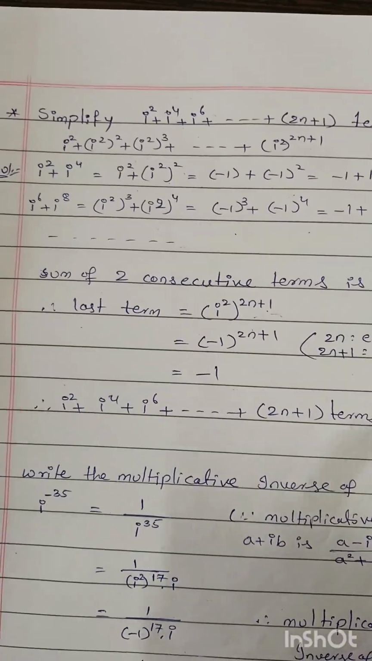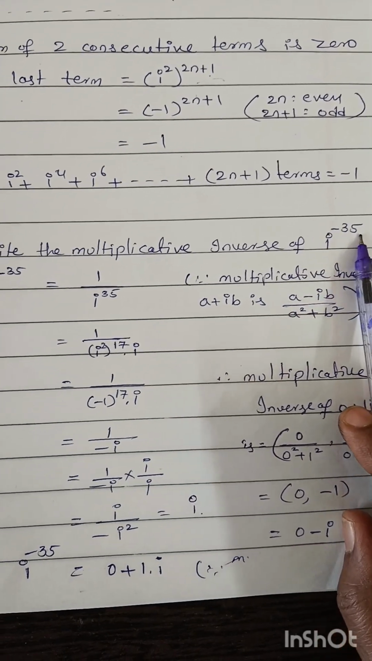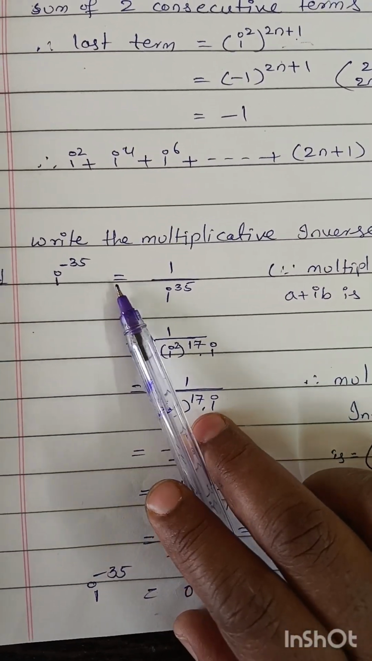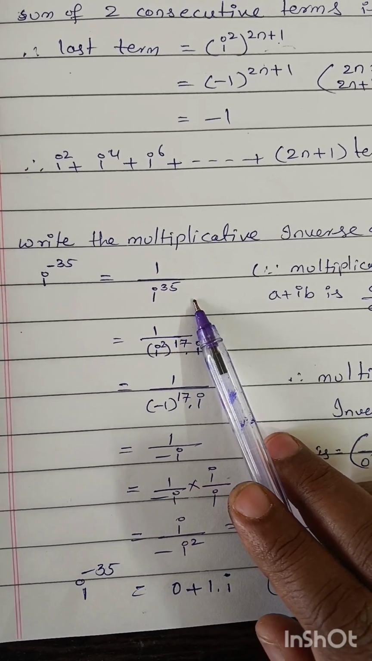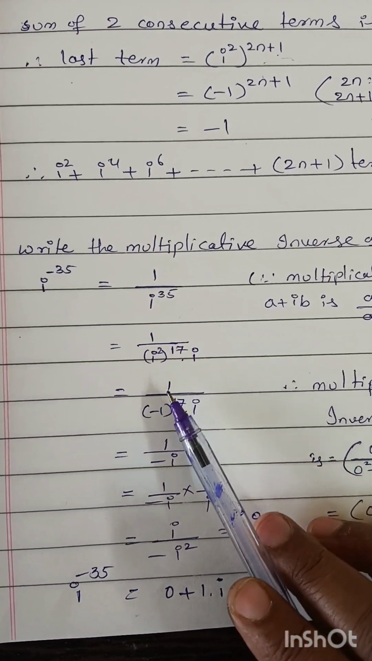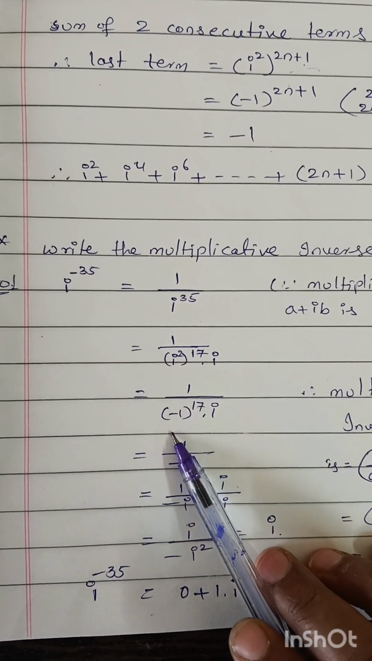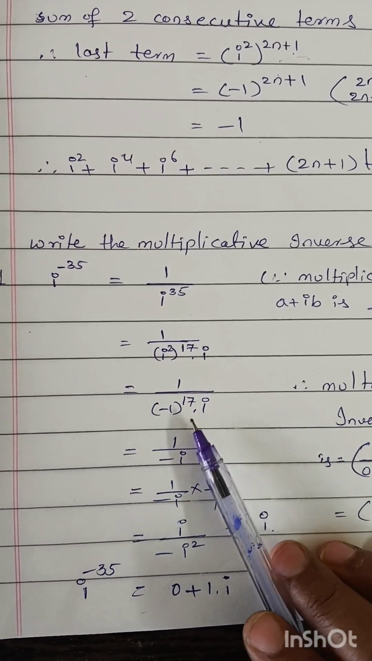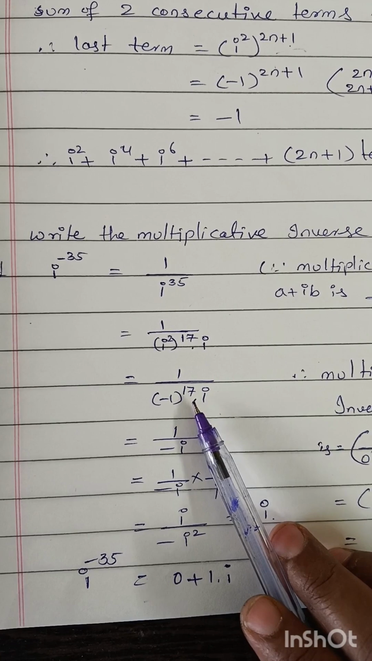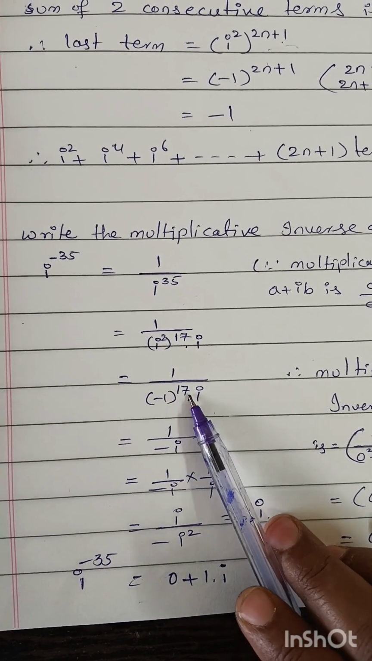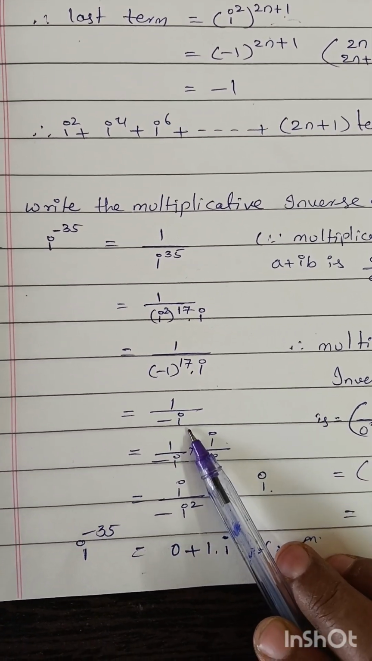Write the multiplicative inverse of i power minus 35. i power minus 35 equal to 1 by i power 35. i power 35 can be written as i square whole power 17 into i. That is equal to 1 by (i square equal to minus 1) power 17 into i. Minus 1 power odd number 17, so minus 1 power odd number equal to minus 1. Minus 1 into i is minus i.